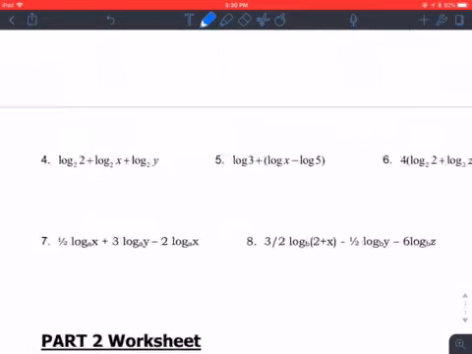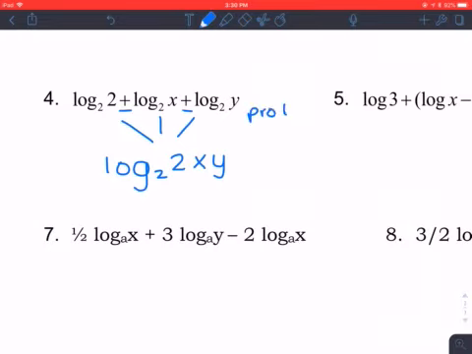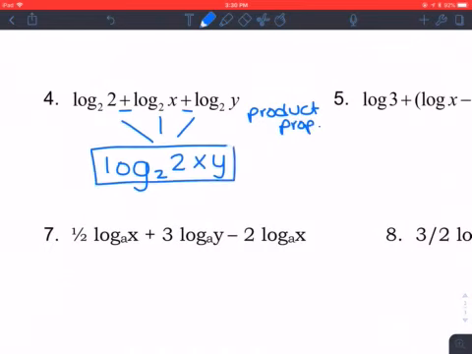Okay, let's look at some slightly more difficult examples. On number 4, notice we're adding all 3 of these logs. So when I combine them, I'm going to write it as a single log, base 2, and we'll multiply all of our arguments, 2 times x times y. So we're using that product property. We're just using it twice and combining all 3 into a single log.